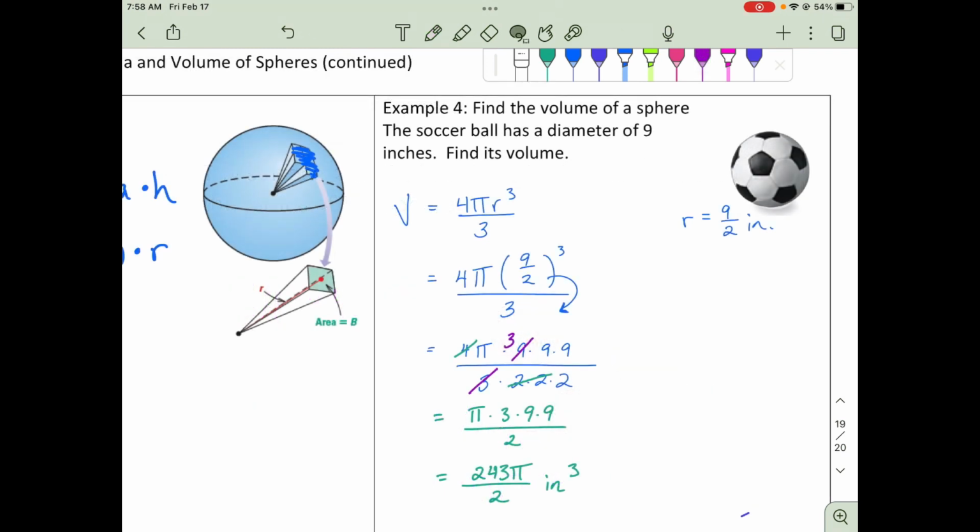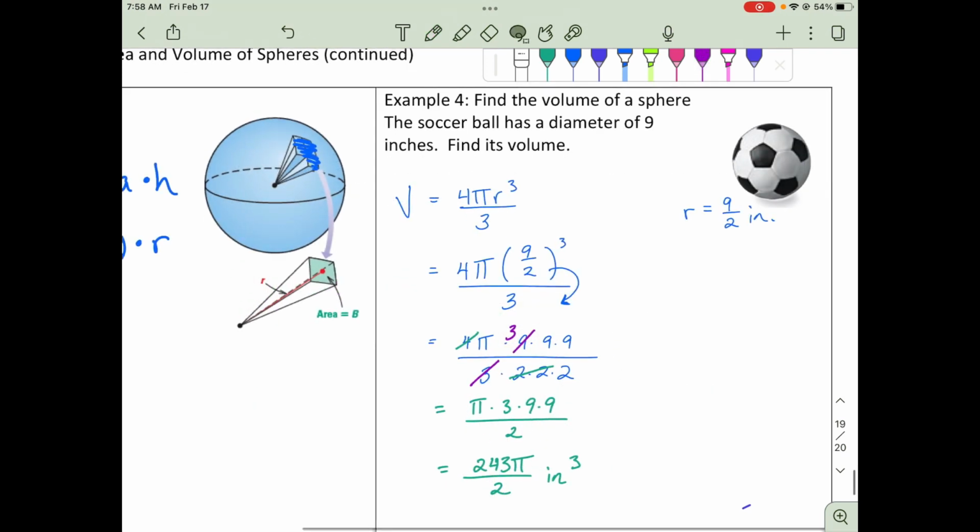Okay? All right, so you should have gotten 243 pi over 2 inches cubed. So please make sure that you used the radius of 9 over 2, okay? And then when you're cubing that, that's where I'm getting this line of work. So if you need to pause and kind of follow along, please do so. But really all you're doing is substituting in that 9 over 2 for the radius.